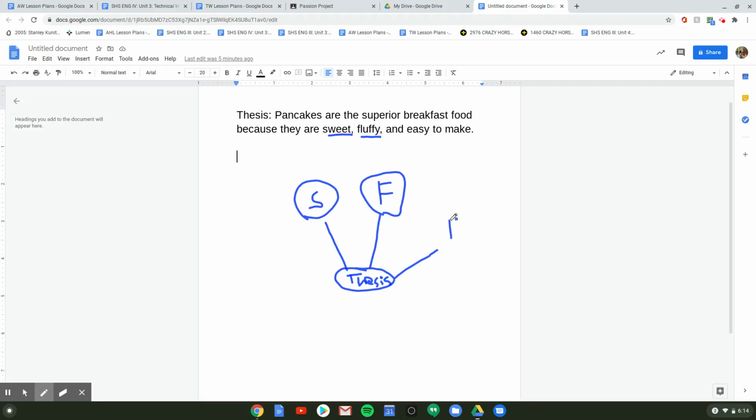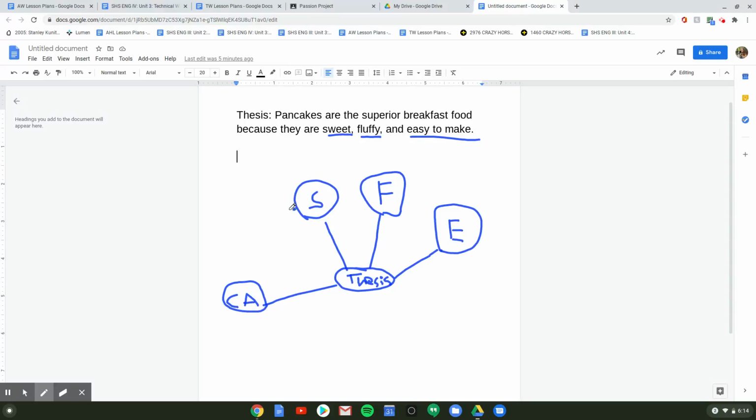I'll just put an E here for easy to make. You might actually want to write things out. I'm abbreviating because I am using my Chromebook and it's a little bit more difficult. Then you also might even want to do something. I'm going to do a CA for counter arguments. So maybe things that other people would say that I could kind of do a rebuttal for.